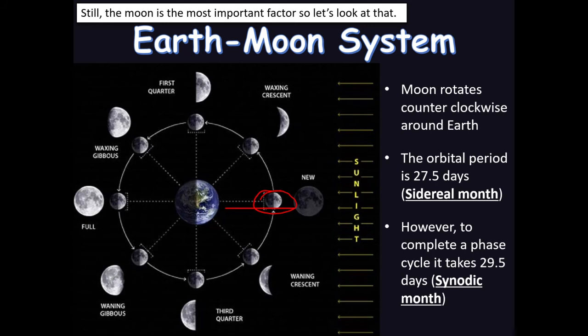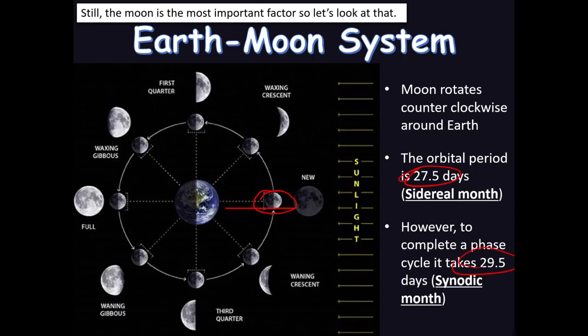Well, they're based off of the approximately 12 rotations the moon does around the Earth every year, okay? So it takes 27.5 days for the moon to go completely around the Earth. However, it will actually take 29.5 days to see a complete cycle from new moon to new moon.